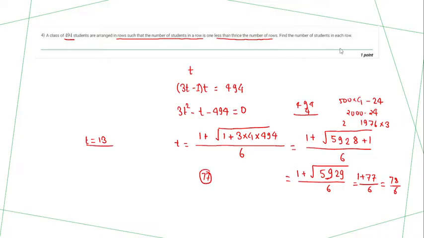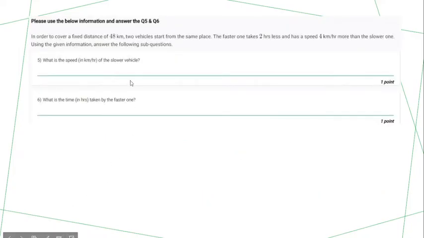We have to find the number of students in each row, so that will be equal to 3t minus 1, 39 minus 1, that will give 38. Moving to the fifth question.